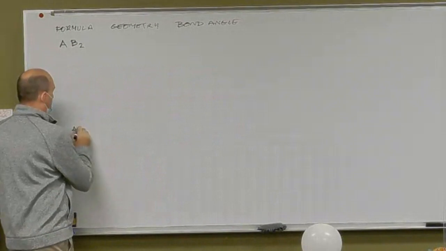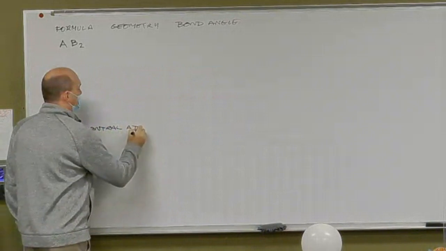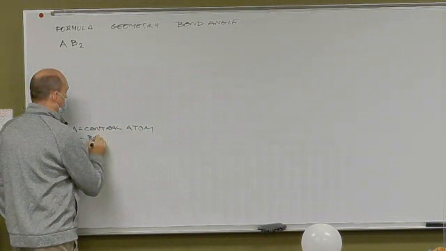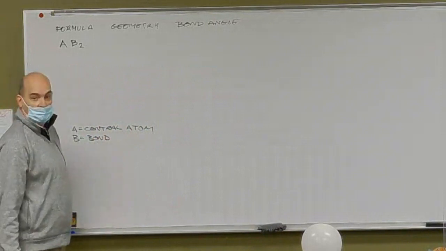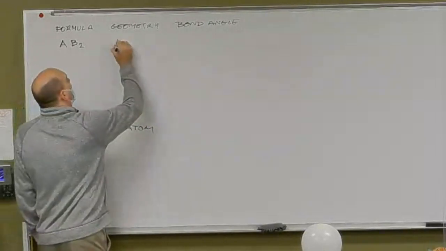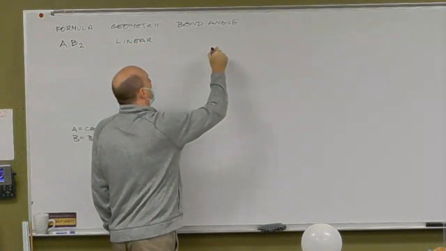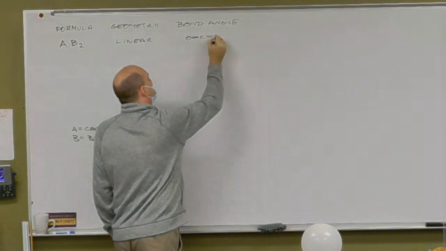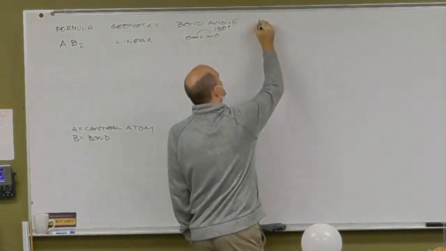All right. A is the central atom. B is a bond. It's an atom that I bonded onto it. Okay. This gets to be linear. And my angle is 180 degrees.